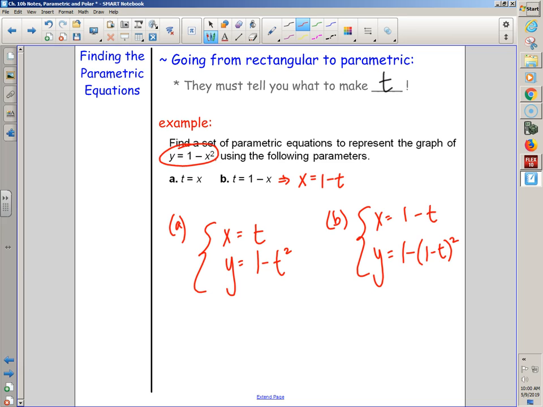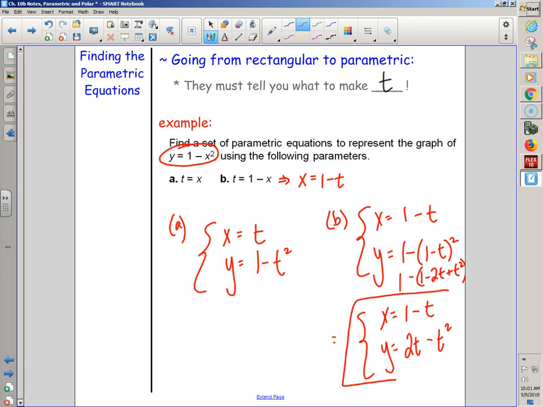Now, could you simplify it and make it look prettier by foiling? Yeah, you could. You could go ahead and do this whole 1 minus t squared. If I foil it, it would be 1 minus 2t plus t squared. But I have a minus on the outside, so 1 minus 1 is 0. Minus negative 2t is positive 2t. Minus t squared is negative t squared. We could make it look prettier and simpler, more succinct.